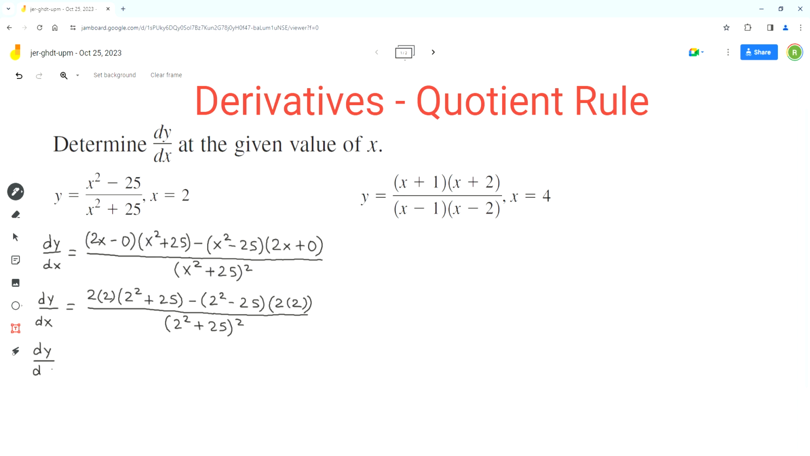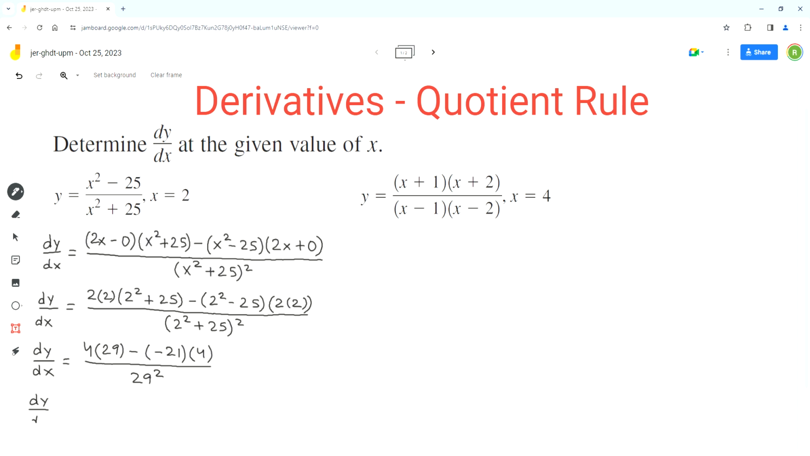So dy over dx. 2 times 2 is 4. So we get 4 times (2 squared is 4, 4 plus 25 is 29), minus, now 2 squared is 4 and 4 minus 25 is negative 21, times 2 times 2 is 4, over, now in the denominator 2 squared is 4 and 4 plus 25 is 29 squared. Now we can simplify it further.